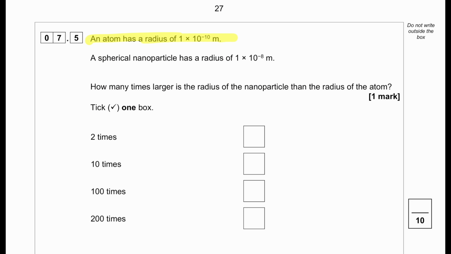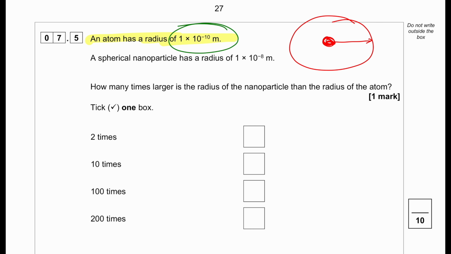An atom has a radius of 1 into 10 to the power minus 10 meter. Guys, this is a very common question. So this is the atom's radius. Let's just consider that this is the nucleus, by the way. I'll let you know why I have drawn it like that. 1 into 10 to the power of minus 10 meter.